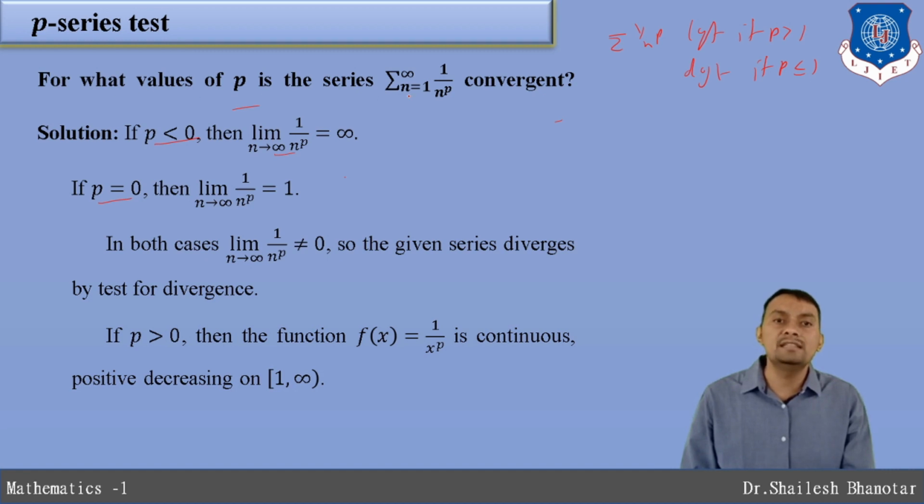For what values of p is the series 1 divided by n raised to p convergent? Otherwise, they may ask you to prove that the series sum of 1 divided by n raised to p, n equal to 1 to infinity, is convergent if p is greater than 1, that means divergent if p is less than or equal to 1.